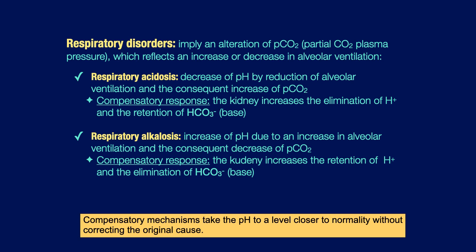In the case of a respiratory alkalosis, what we have is an increase in pH, and this is due to increased ventilation. So there is a decrease in the partial pressure of CO2. And here again, the kidneys will try to retain as much hydrogen as possible and eliminate as much base, as much bicarbonate, as possible.